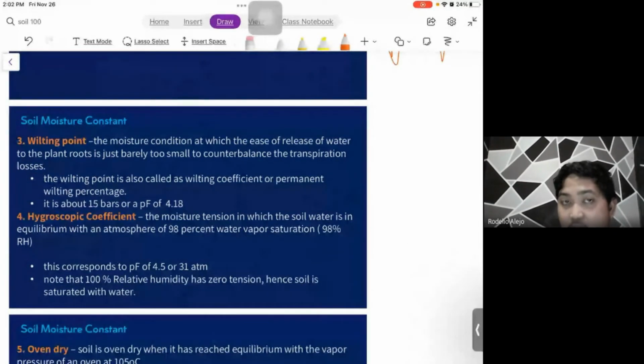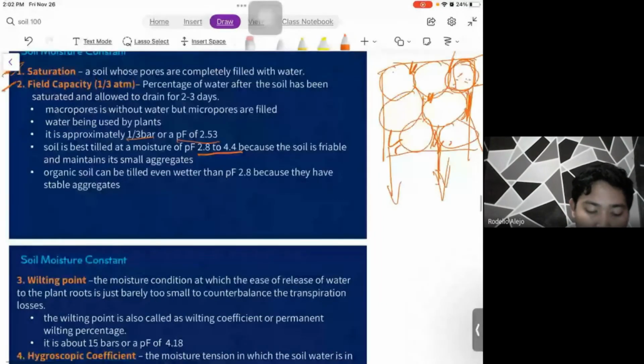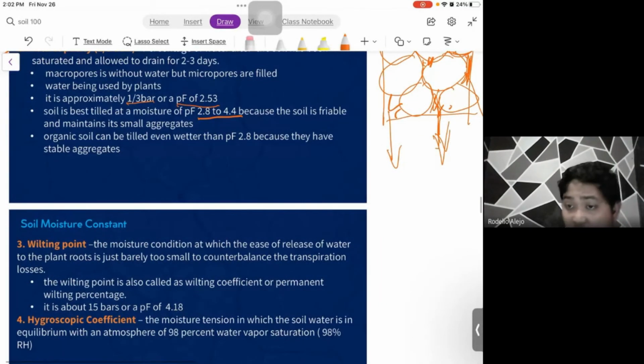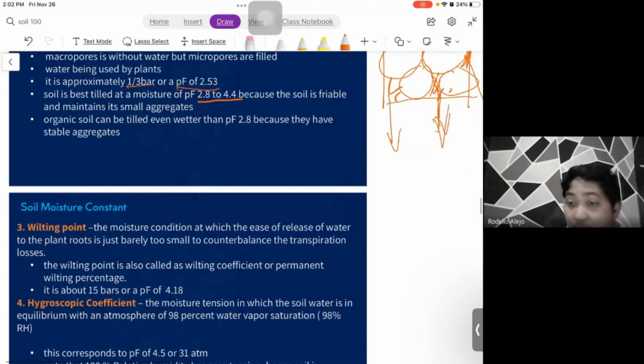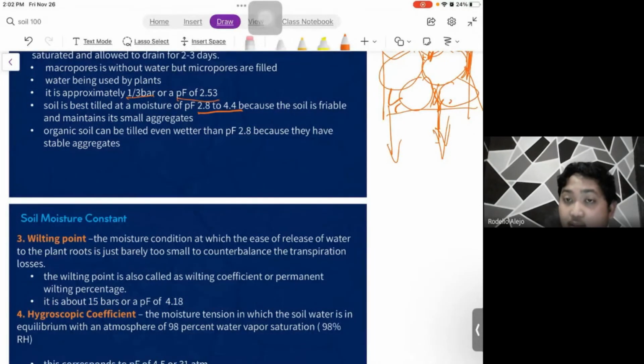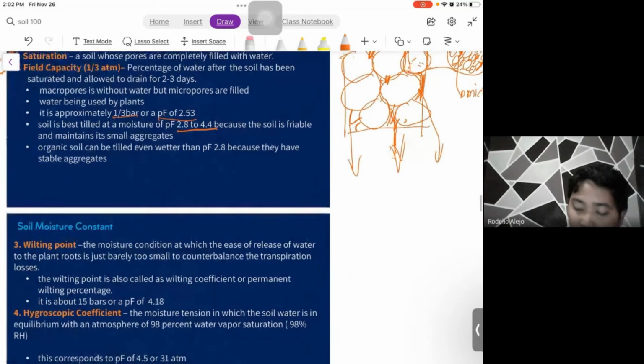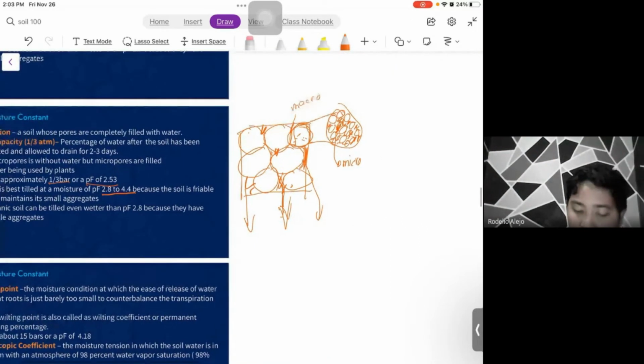Ibig sabihin, mas mataas, 'di ba, dito sa 1/3 bar or 0.33 bars. So 15 bar, mas mataas yung wilting point kasi mas madami nang natanggal na tubig. Mas madami nang pressure na inapply. So yung wilting point, for example, ito yung mga tubig diyan is mawawala na din. Ibig sabihin, for example, kinuha na, inabsorb na ng halaman natin. Inabsorb niya na yung mga tubig dito sa micropores. So, ibig sabihin, mawawalan ng tubig dyan.